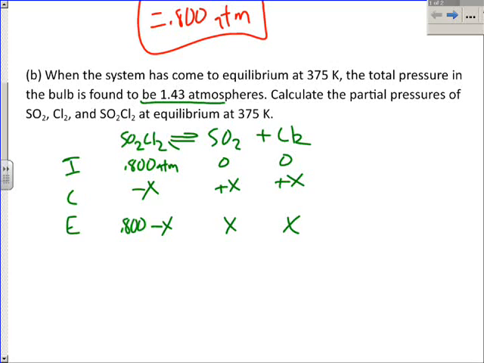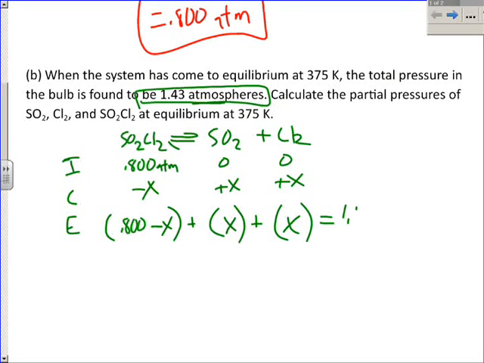Now at this point it sounds suspiciously like we're going to calculate the Kc and write the expression. We're going to have all those x's and maybe have the quadratic, except for the fact that they tell us this. They said the total pressure is 1.43 atmospheres. So what that means is these three that I have here in my ice table, well, those need to add up to that total pressure. So we've got a very simple way to determine x here.